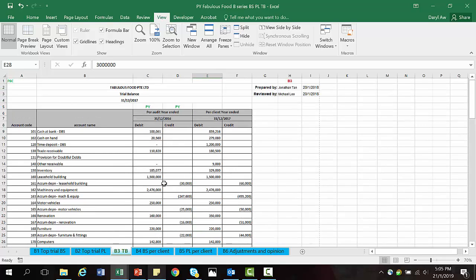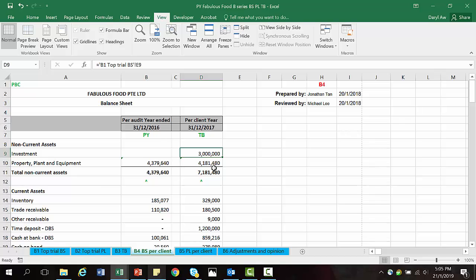So for the information given by my client, I am going to check that the amounts do tally, and I will also perform casting. Casting is adding up the figures. So this is $3 million plus 4,181,480. The sum of this should be 7,181,480, and this is added up correctly. Then I will have casted the figures properly.